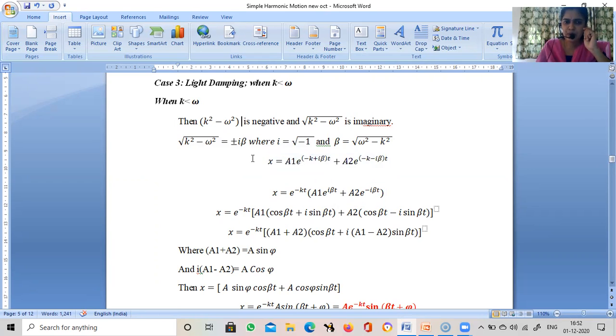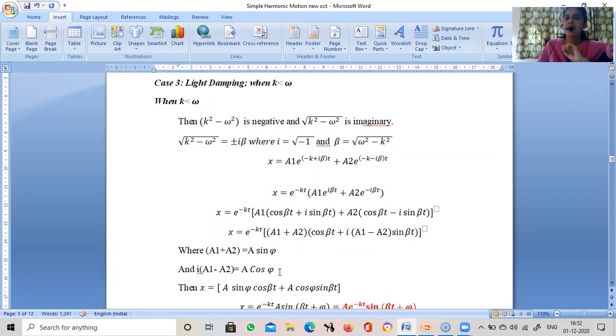Okay, now look at this equation. Here again, e raised to minus kt is a common factor. So I am taking this e raised to minus kt outside, and inside the bracket we can write a1 e raised to I beta t plus a2 e raised to minus I beta t.